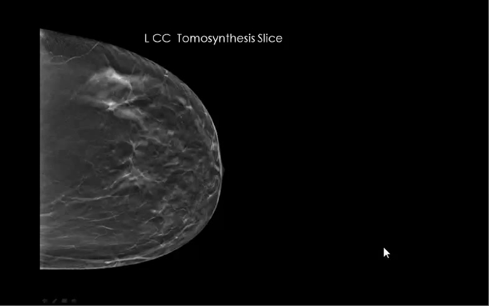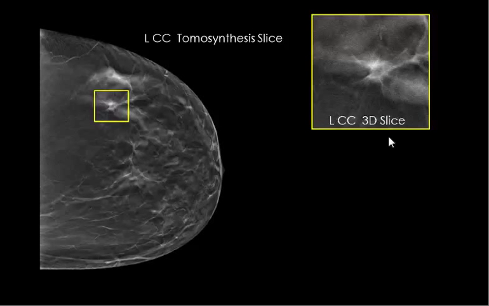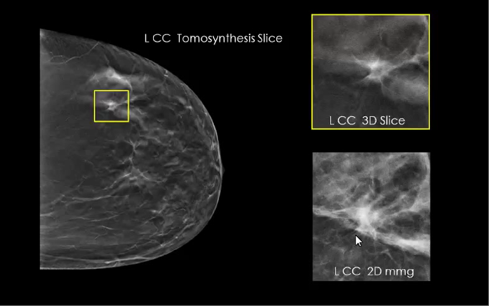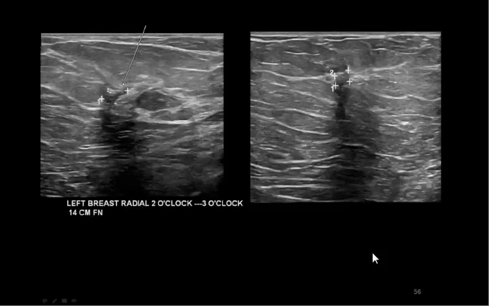On the CC view, same thing, very small spiculated mass, kind of superimposed tissues in this area on the 2D view. On ultrasound, that was identified, and this was actually about a 3-millimeter invasive lobular carcinoma.